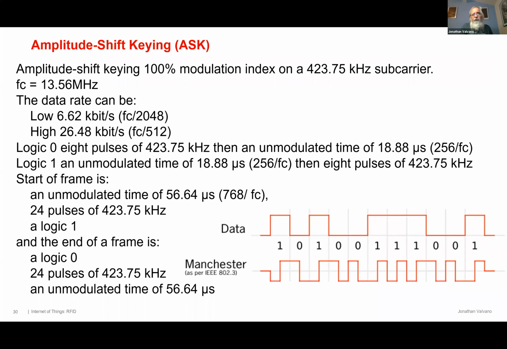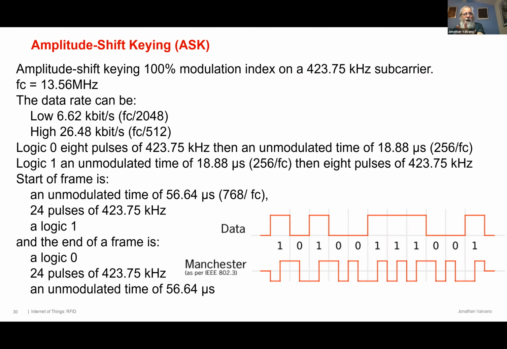Now the amplitude shift is, again, you've got the 13 megahertz carrier. That's always running, but then you add a 400 kilohertz on top of it. So you've got 2 frequencies added together: the power frequency at 13 megahertz and a modulating communication frequency at 400 kilohertz.